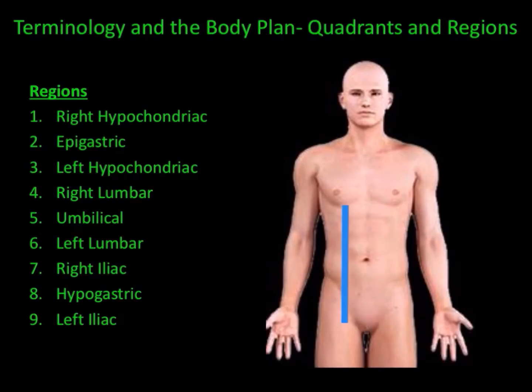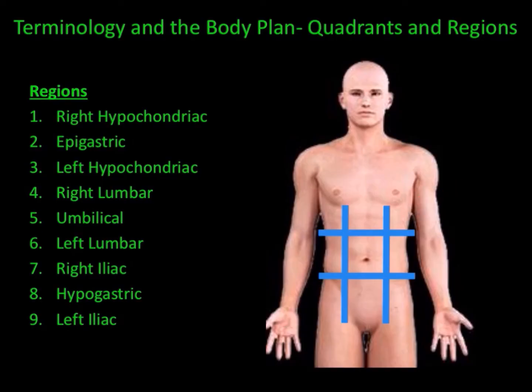The body can also be divided into 9 regions, kind of like a tic-tac-toe board. The first region is the right hypochondriac region. The prefix hypo means below. Chondriac, chondra, refers to cartilage or the ribs. The next region is the epigastric region. The prefix epi means above. Gastric refers to the stomach. The next region is the left hypochondriac region.